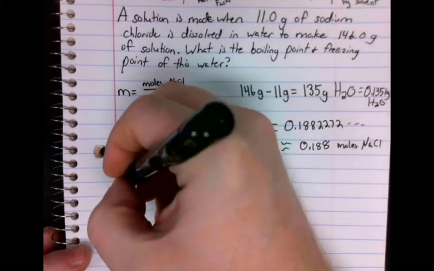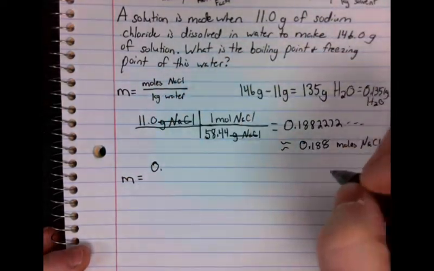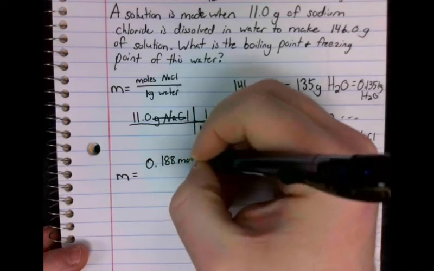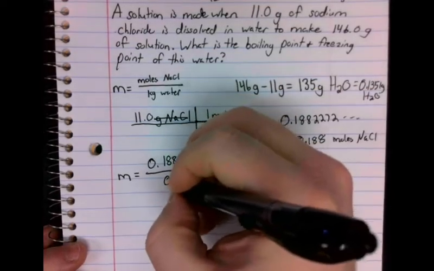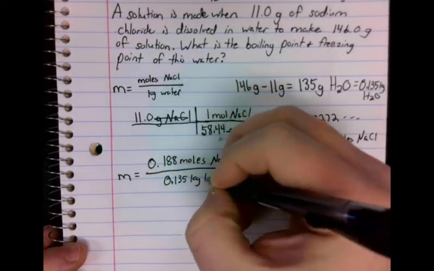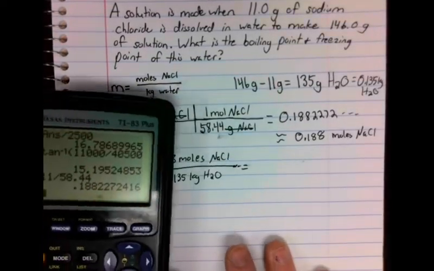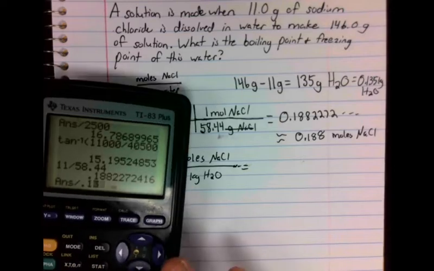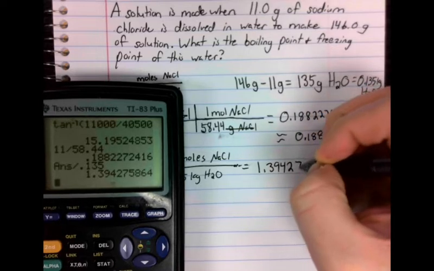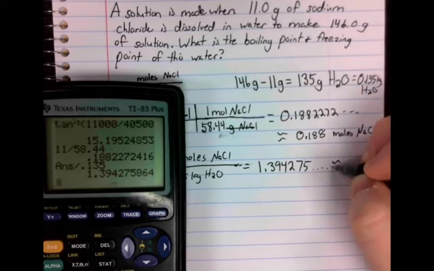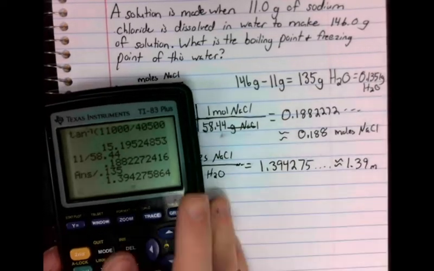So now we have enough information to solve for molality. Molality is our moles. I'm going to write the rounded number, but I'm going to use the full number. Moles of NaCl inside 0.135 kilograms of water. So again, using the full number, divide that by 0.135. And I get 1.394275, blah, blah, blah. Or when we round it, 1.39 molal, which is just a little m.